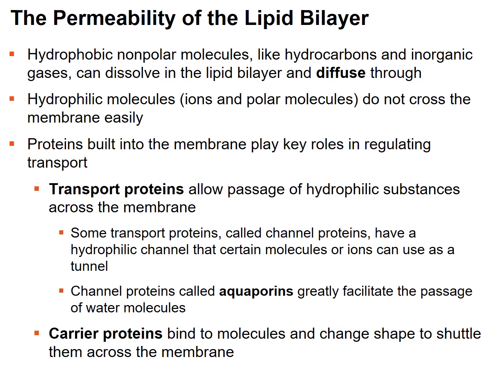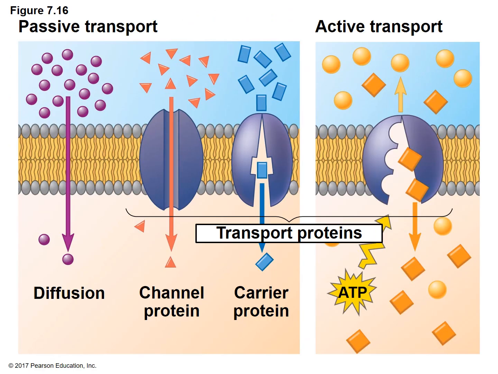Carrier proteins are a special kind of protein that can bind to molecules and actually change shape to shuttle them across. Here are examples of what these look like. Diffusion is a natural process where a molecule can pass between the two sides of that phospholipid bilayer. It doesn't need the help of a protein. It may not be very quick, but it's going to occur on its own. Other proteins, like channel proteins and carrier proteins, can allow the transport from one side to the other.